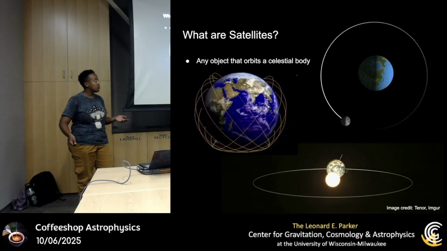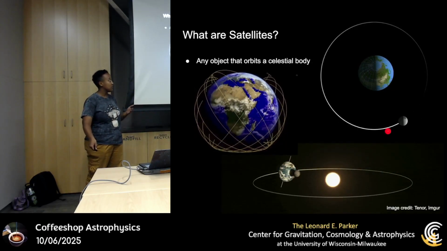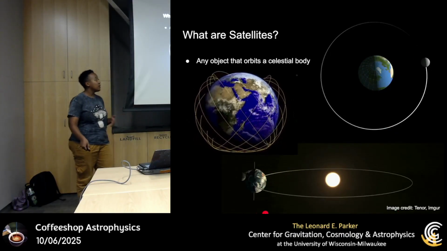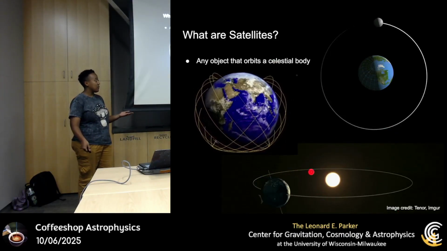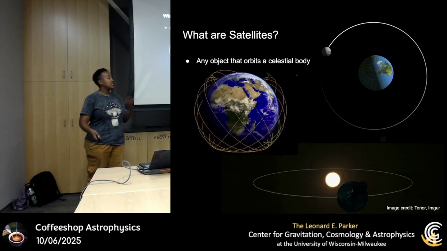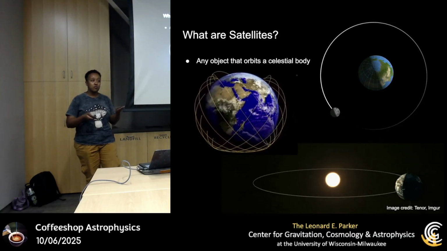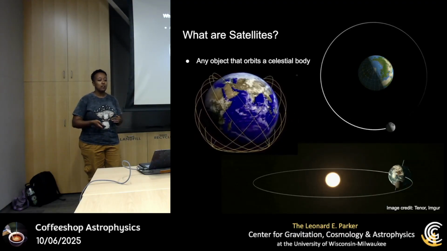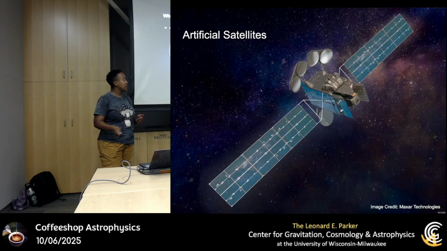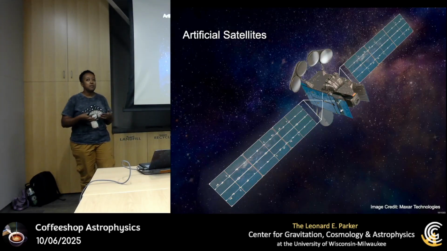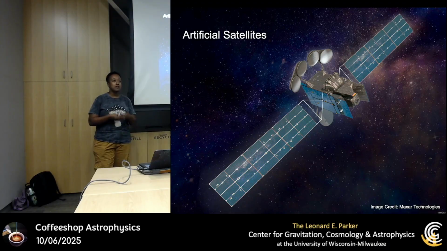These can be natural satellites, like for example, the moon is a natural satellite of Earth, or Earth itself is a natural satellite of the sun. Today, we're going to be particularly focusing on artificial satellites, which is machinery that orbits a celestial body. And these can be used for a number of different purposes. For example, you guys are probably familiar with the Hubble telescope and JWST. Those are both satellites that are used for astrophysical science.